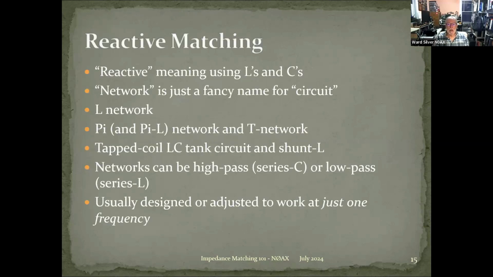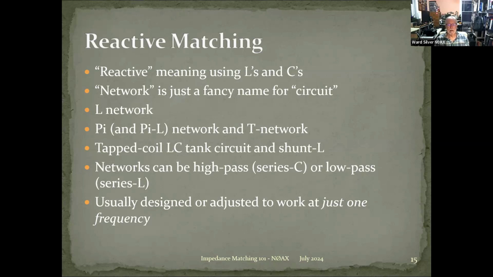Okay, so let's jump over to reactive matching. That is by far the most common way of impedance matching. All that means is I'm using inductors and capacitors that present reactances and very little in the way of resistance. And when I talk about networks, that's a fancy name engineers use for circuits. So when I talk about an L network, for example, what I'm talking about is a circuit whose schematic looks like an L. It doesn't sound nearly as impressive when I use the second definition. So the most common reactive matching circuit is in fact an L network.